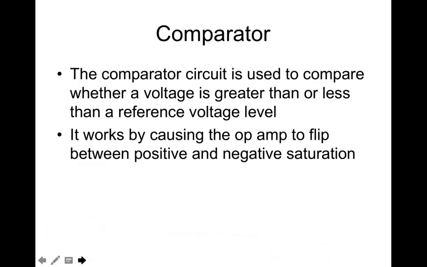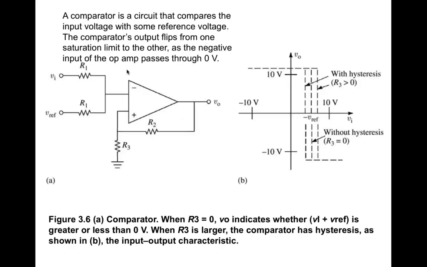Another commonly used circuit that has kind of a completely different application is the comparator circuit. A lot of times we're using a comparator circuit when we have some kind of a reference and we want to know is our output greater than or less than the reference. That's typically a voltage reference. It works because basically what you're doing is you're using this concept that an op amp will saturate, and it works by intentionally causing the op amp to flip between a positive and negative saturation. So here is what the comparator circuit looks like.